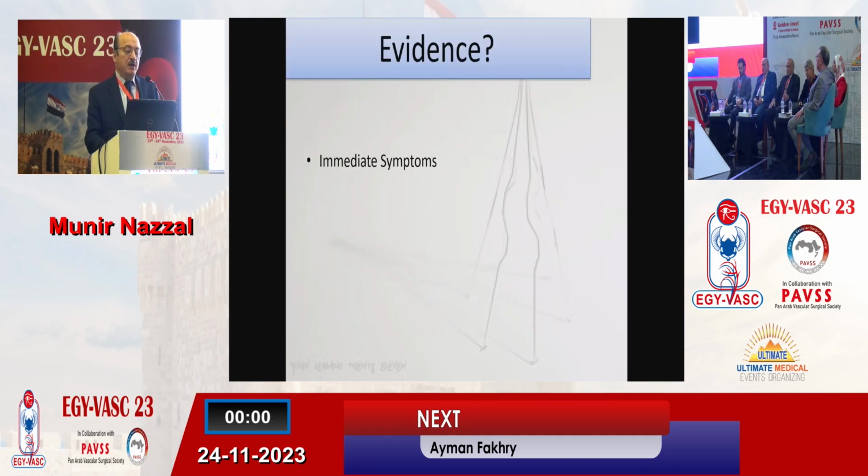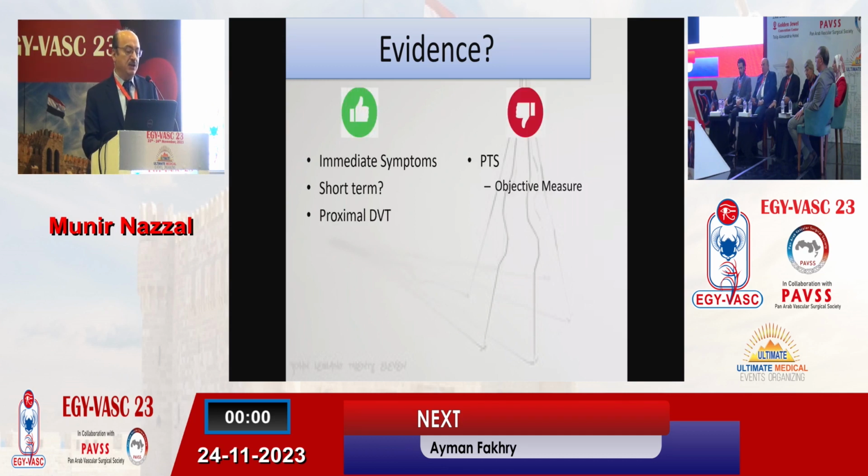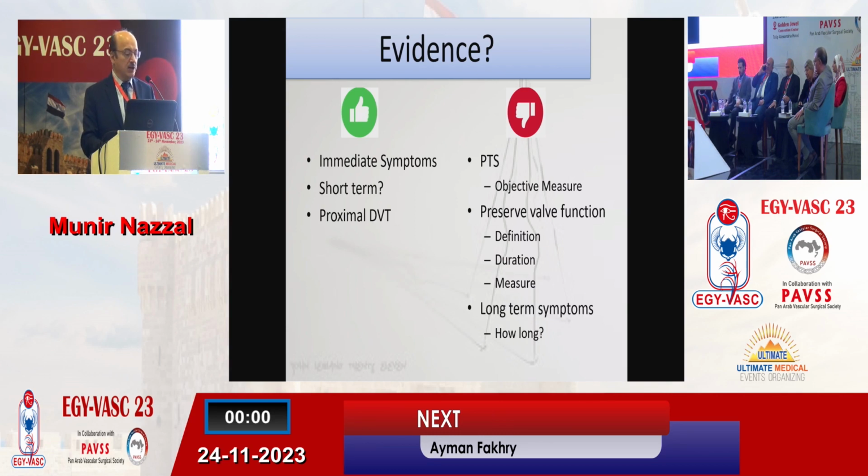So immediate symptoms might improve, short term might be there, proximal DVT, there is evidence, PTS, we don't have evidence, objective measures only, preserving the valve, we don't know what's the definition, how to preserve the valve, duration of symptoms is very important. How do we measure actually PTS? We don't have a measure. Long-term symptoms, how long is long-term? We know PTS, the longer you follow, the more PTS and ulcers can form.